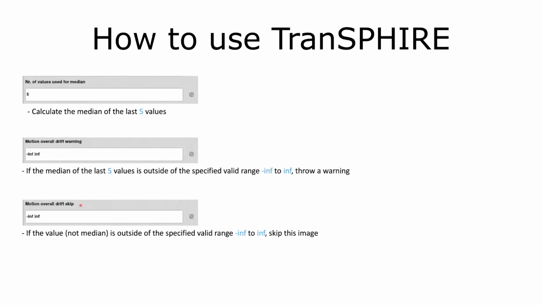You can also use this to skip certain micrographs or remove them from the pipeline. So if a value, in this case not the median but the actual value, is outside of the specified valid range, in this case minus infinity to infinity, which means the complete range of possible scenarios, then please skip this image. But you can also say here, I don't want any movies or micrographs that have an overall drift of more than 10 pixels. So this would definitely shrink down your data set considerably.